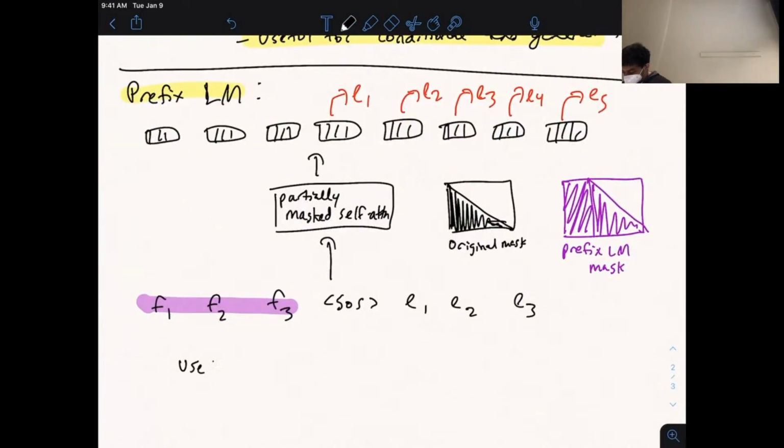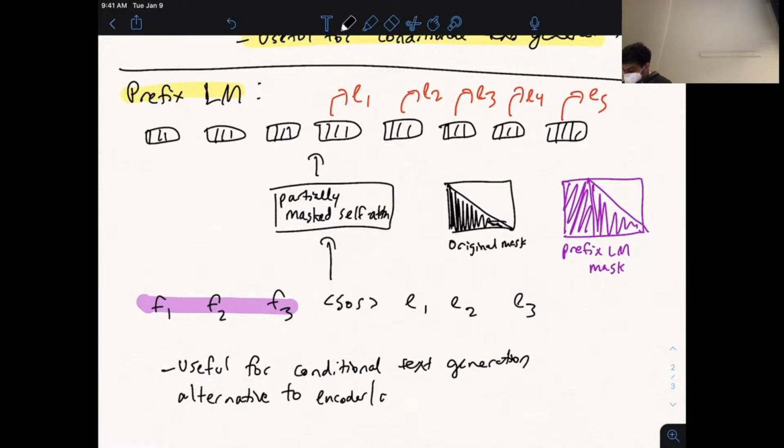So this is useful for conditional text generation. It's an alternative to the encoder decoder approach, with just one model instead of two.